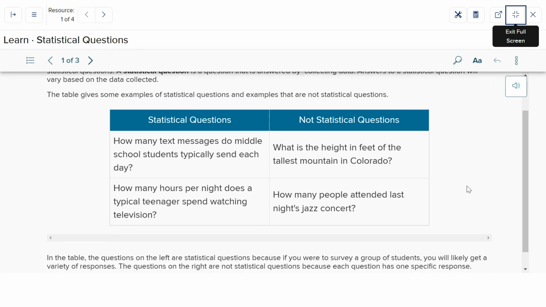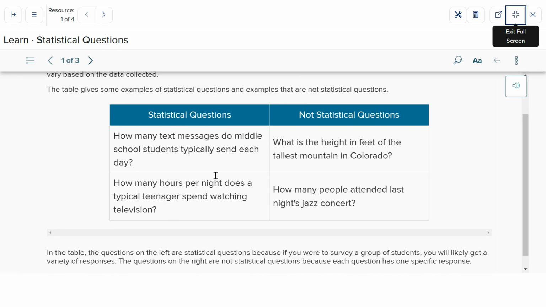So here are some examples of different types of questions. On the left, we have statistical questions, and on the right, we have not statistical questions. So let's look at the difference here. Statistical question examples are like this. How many text messages do middle school students typically send each day? How many hours per night does a typical teenager spend watching television? In order to answer either of these two questions, we would need to collect some information to see what the answer is.